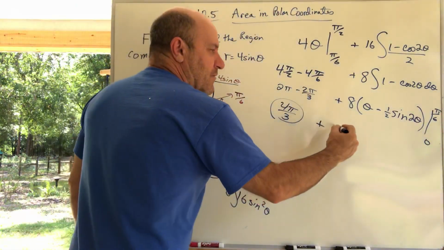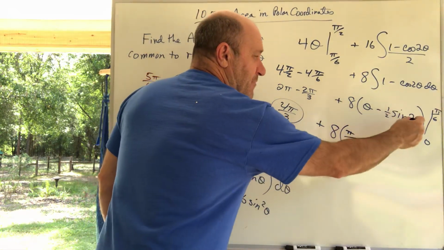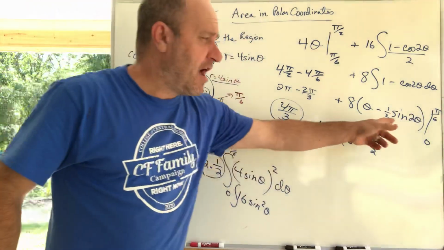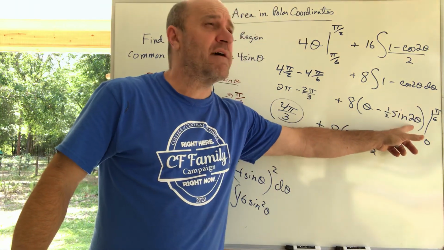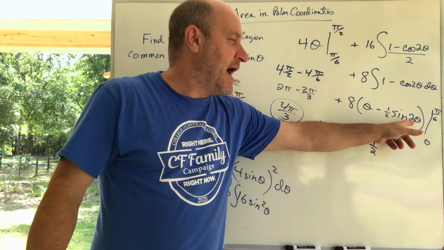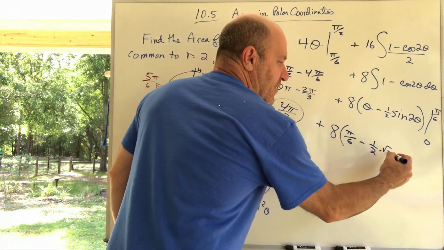Here I go. There's an 8. I plug in the pi over 6. I get the sine of a doubled pi over 6. 2 pi over 6 is pi over 3, 60 degrees. What's the sine of 60 degrees? Everybody knows. It's the square root of 3 over 2.